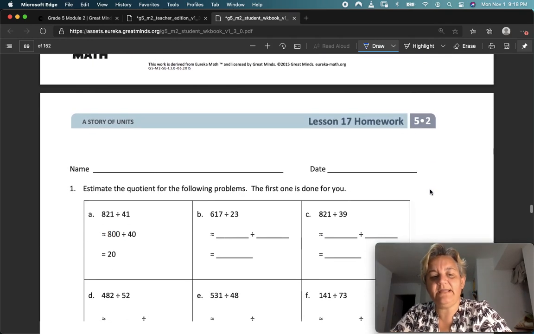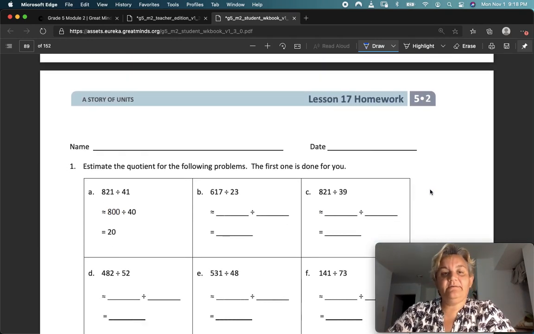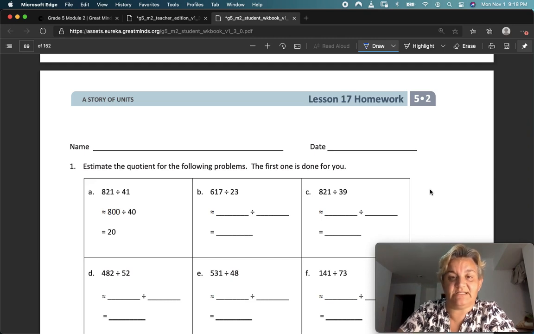Cool. All right. Estimation. Tomorrow I think we're going to get into the standard algorithm in lesson 18, maybe lesson 19. And we're going to do some long division coming soon.